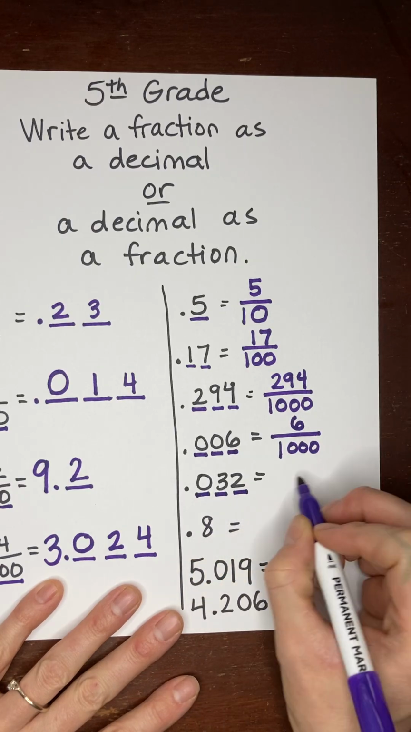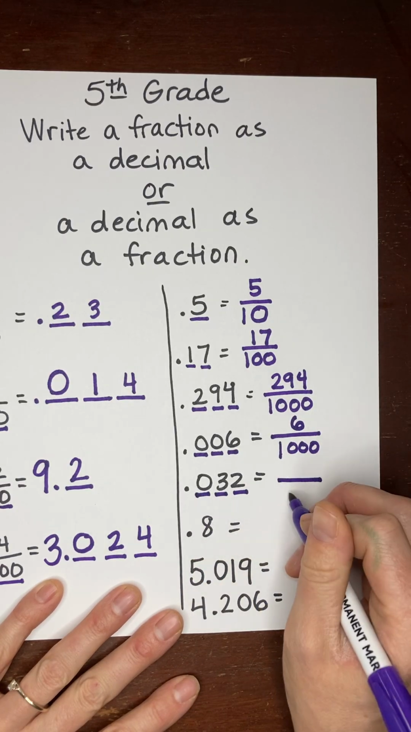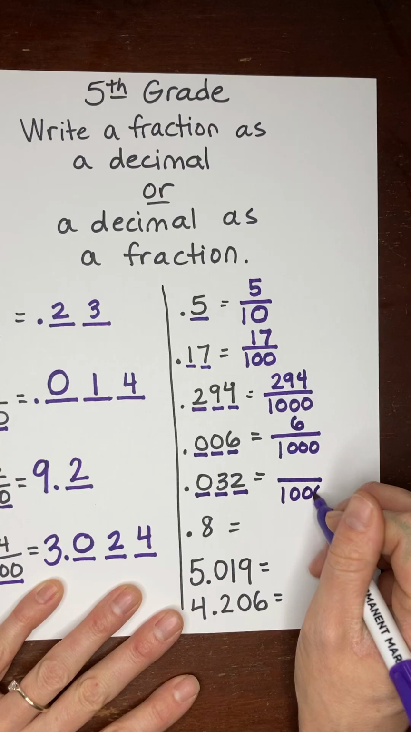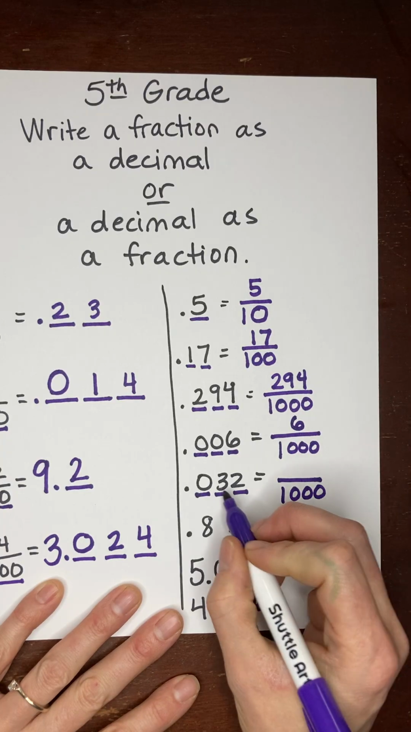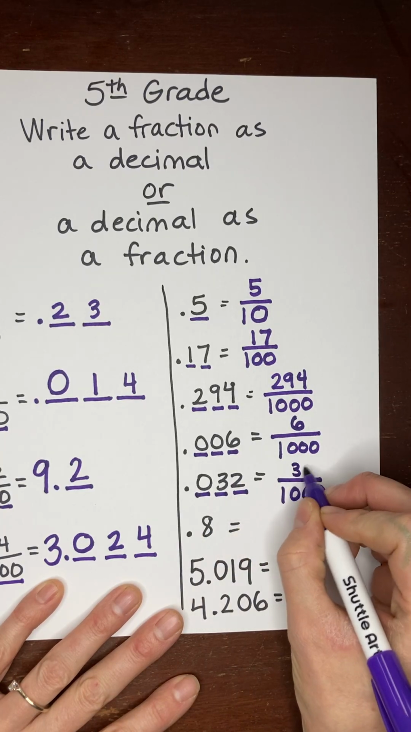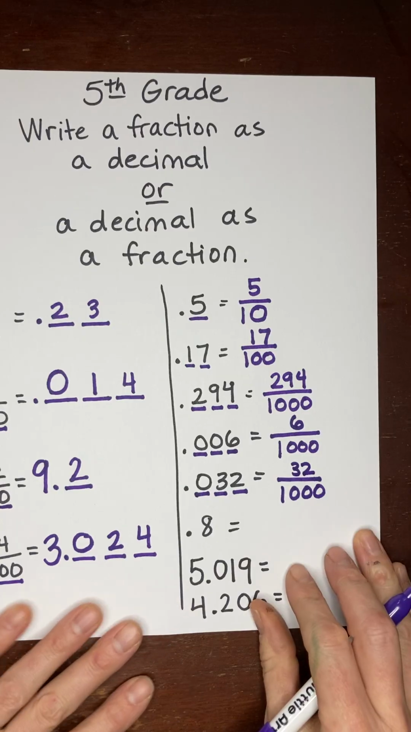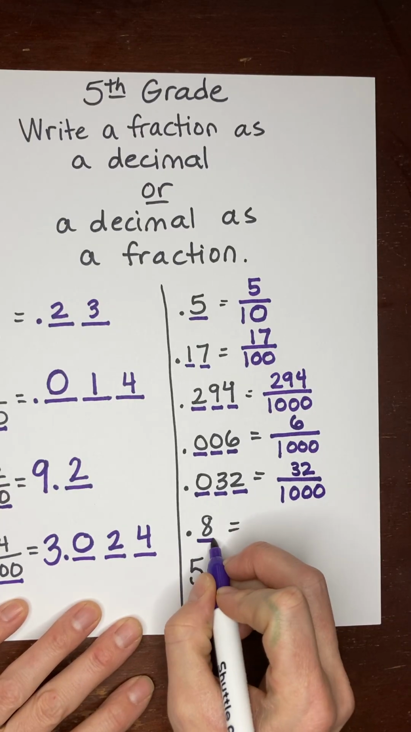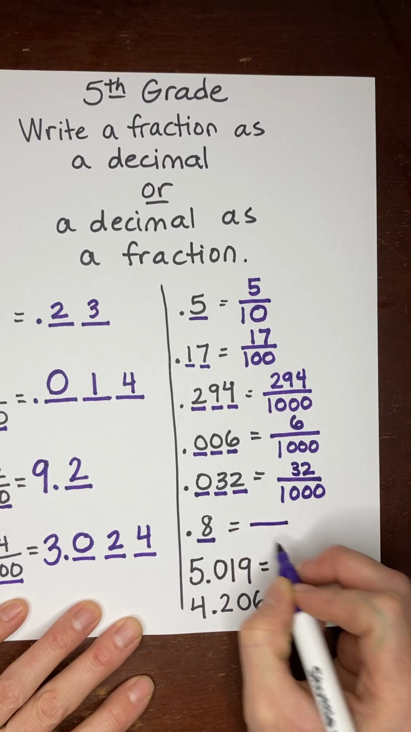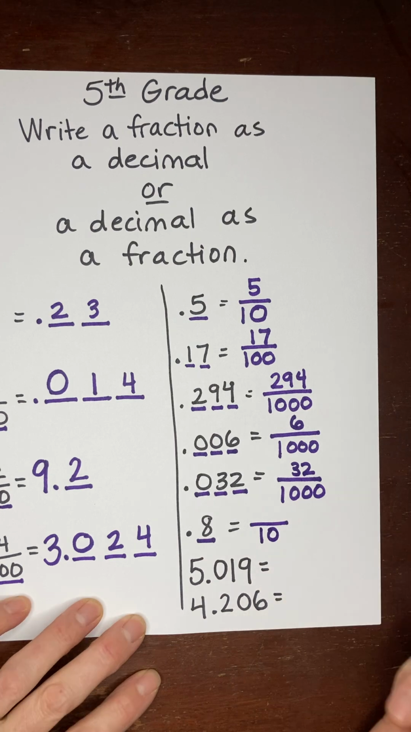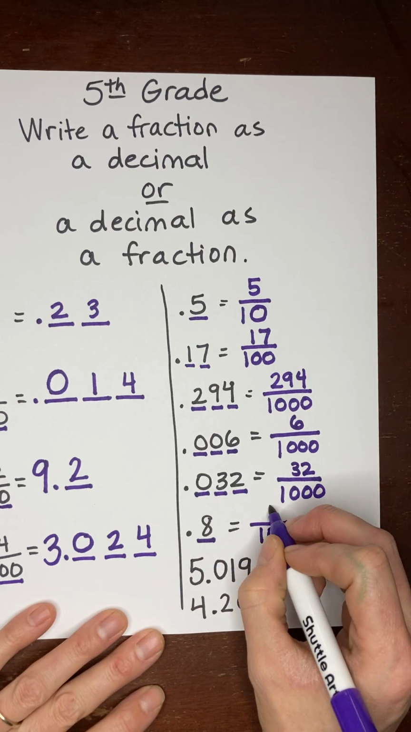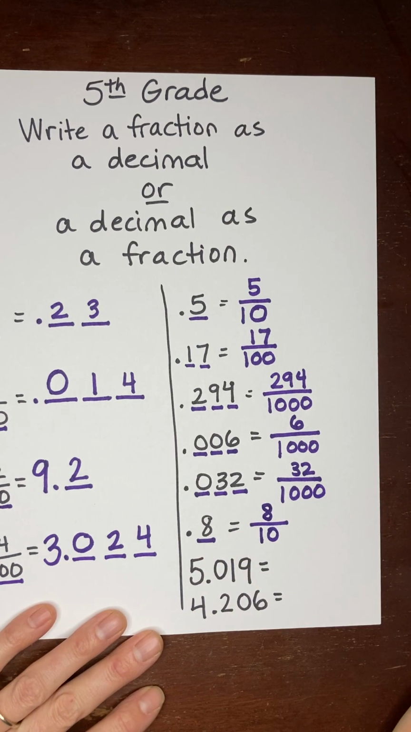0.032, again, I've got 3 decimal places here. So I'm going to have 1,000 because there's 3 zeros in that number. And then I'm going to put 32 at the top. 32 1,000ths. 0.8. 1 decimal place, so for the fraction I just need a 10, 1 zero. I'm going to go ahead and put that 8 up at the top, and I have 8/10.